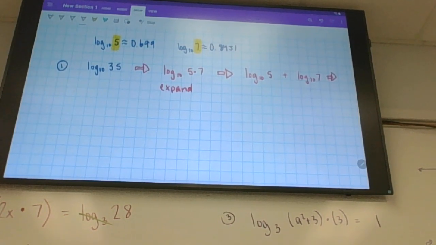Alec, we good there? Well, now sub in your decimals. This one is 0.699. And this one is 0.8451. Do you remember what your prediction was?